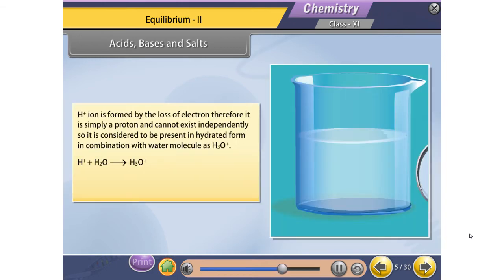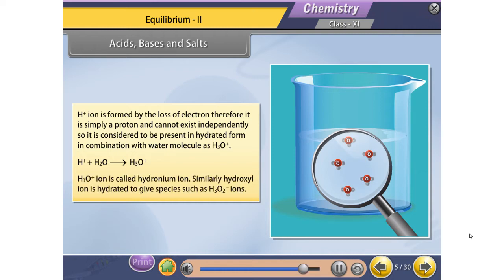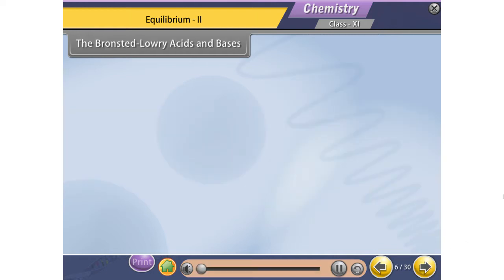H+ ion is formed by the loss of an electron, therefore it is simply a proton and cannot exist independently. So it is considered to be present in hydrated form in combination with a water molecule as H3O+. The H3O+ ion is called hydronium ion. Similarly, hydroxyl ion is hydrated to give species such as H3O2- ions.